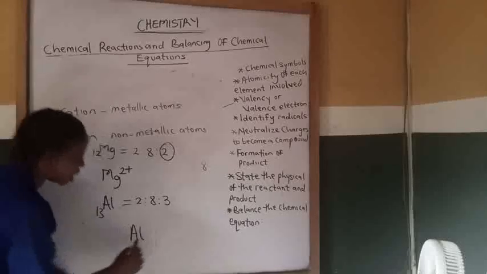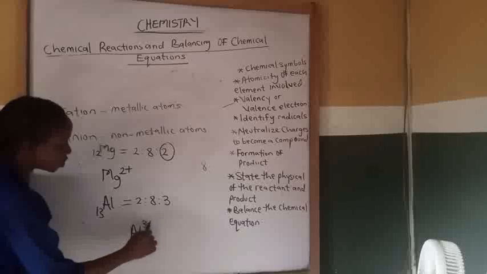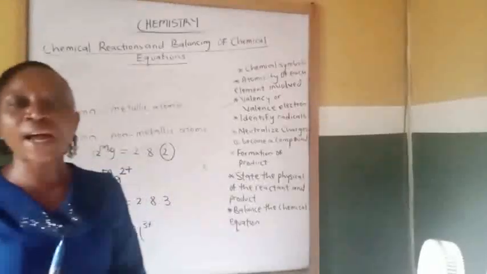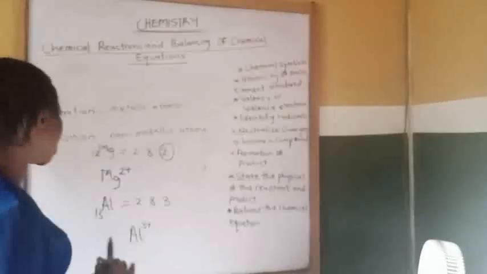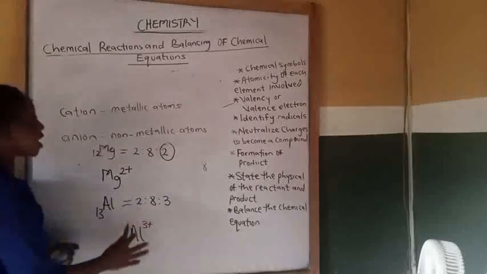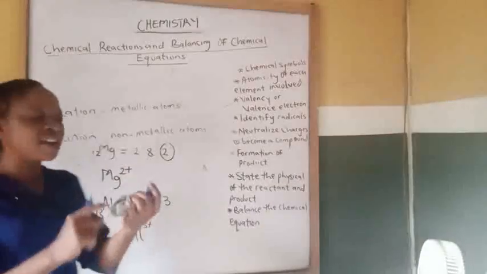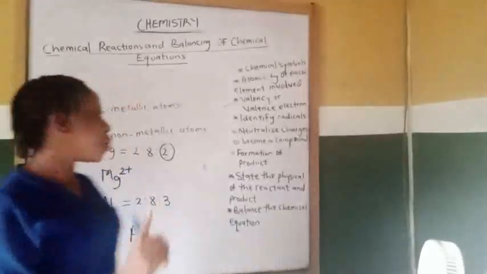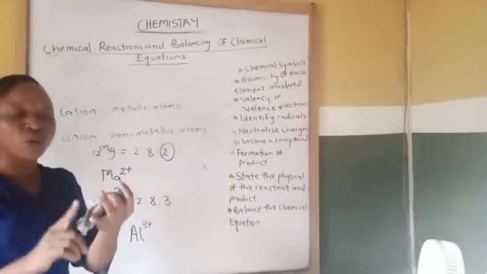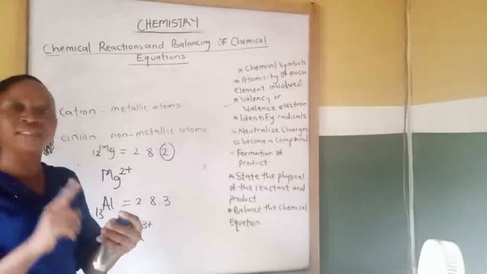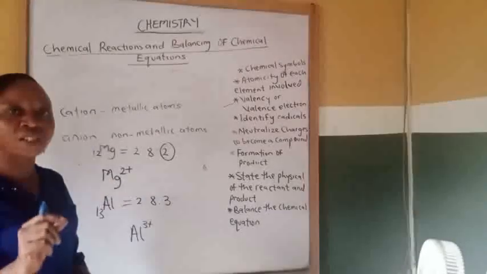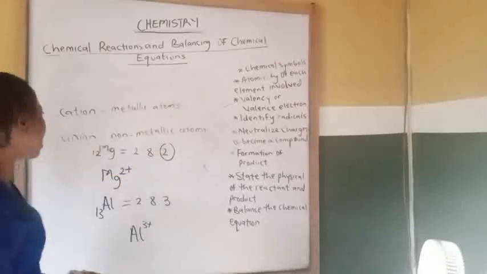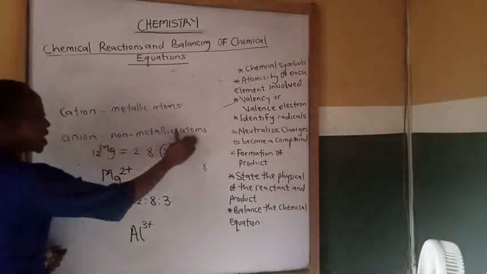So if I want to write the aluminium ion, it will be Al3+. So those elements with 1, 2 or 3 valence electrons are positively charged. These are metallic atoms. So those elements with 1, 2 or 3 valence electrons, except hydrogen, are positively charged, and at the same time they are metallic atoms.